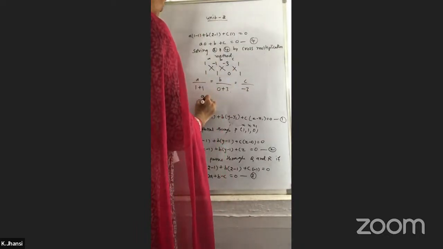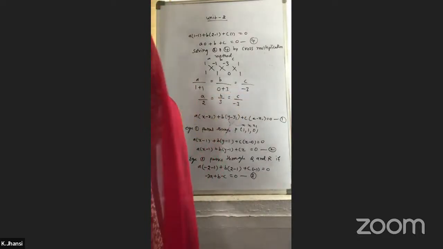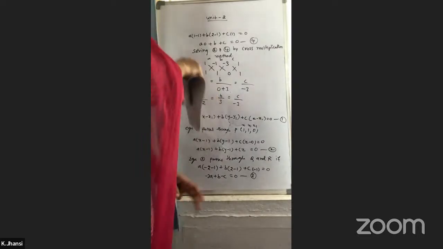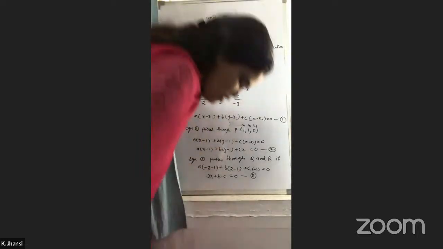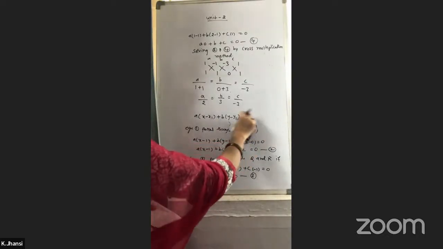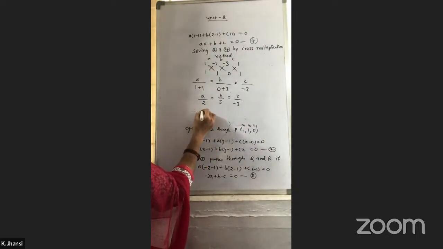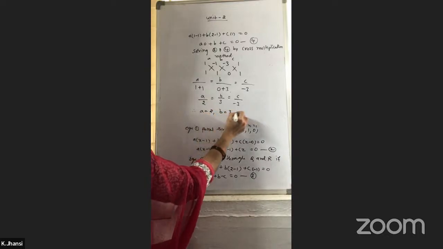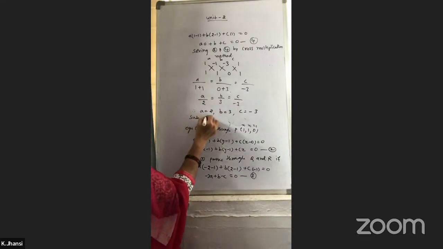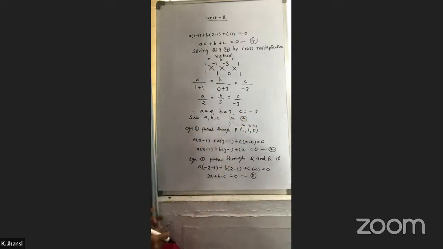Now if you take here A by 2, B by 3, C by -3, therefore the A, B, C values are A equals 2, B equals 3, and C equals -3. These are the values. Now substitute A, B, C in equation 2.